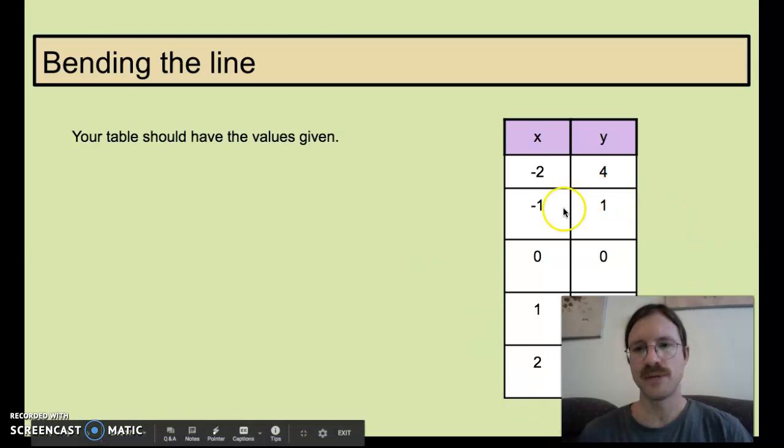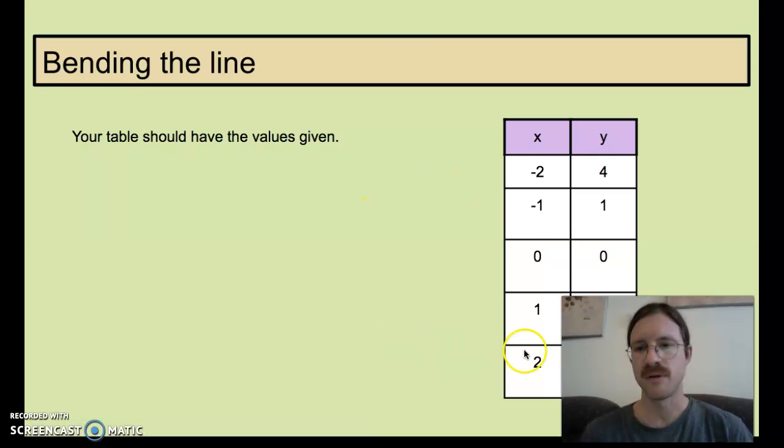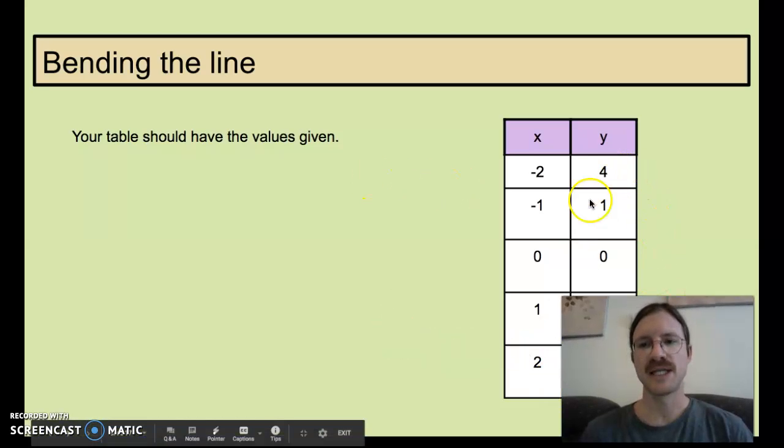So again, your table should look like this. If it doesn't, no panicking. We can talk about it. But for now, we're going to plot these points.